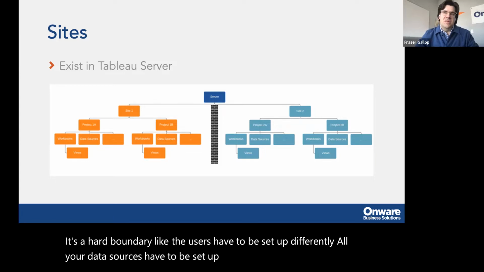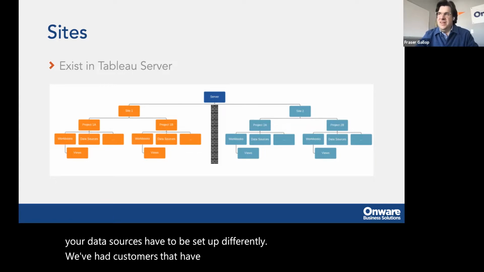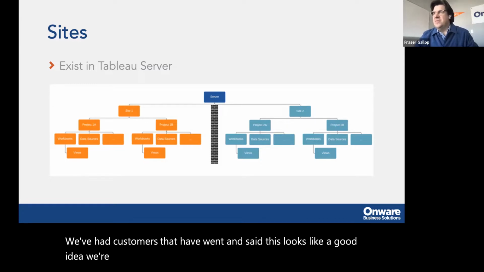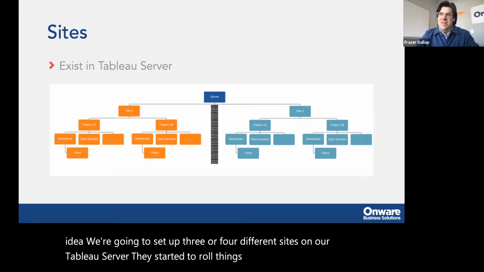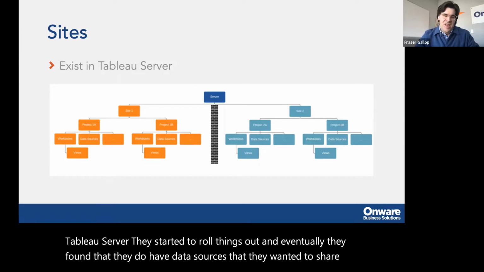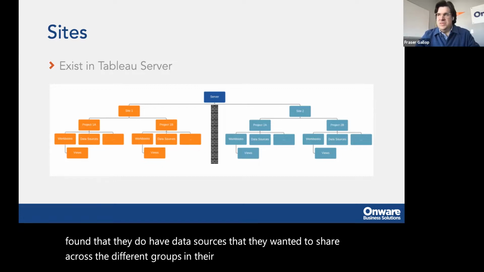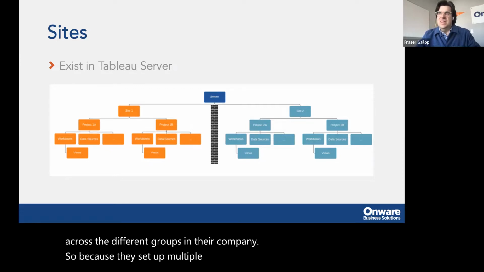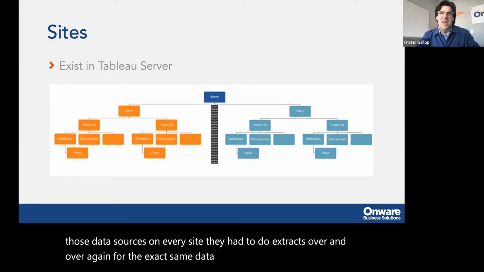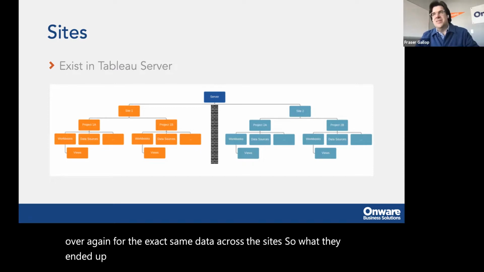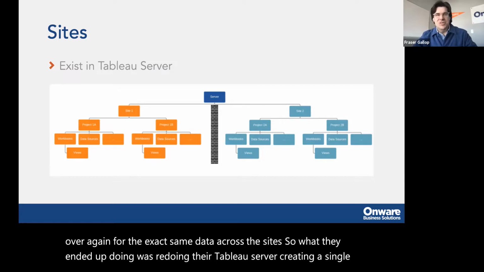We've had customers that went and said, oh, this looks like a good idea. We're going to set up 3 or 4 different sites on our Tableau Server. They started to roll things out and eventually they found that they did have data sources that they wanted to share across the different groups in their company. And because they set up multiple sites, they actually had to recreate those data sources on every site. They had to do extracts over and over again for the exact same data across the sites. So what they ended up doing was redoing their Tableau Server, creating a single site, reorganizing it so that they could have those shared data sources.